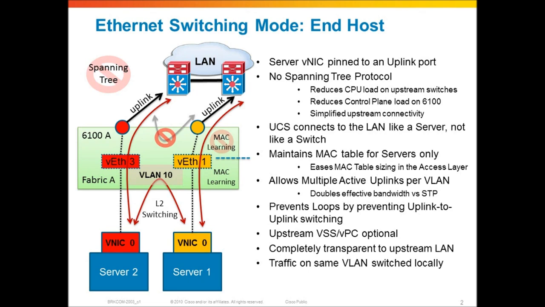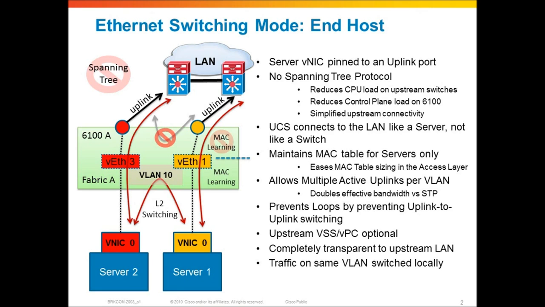Another thing about end host mode is you get active-active forwarding, maximum bandwidth on all uplinks. So here we've got two servers on VLAN 10, and both uplinks are forwarding for VLAN 10 for those two servers. This is something that probably would not happen if you had just a typical layer 2 switch with spanning tree. One of those links would be blocking and you would have half the bandwidth. Again, this is because we use the pinning relationship of server to uplink.